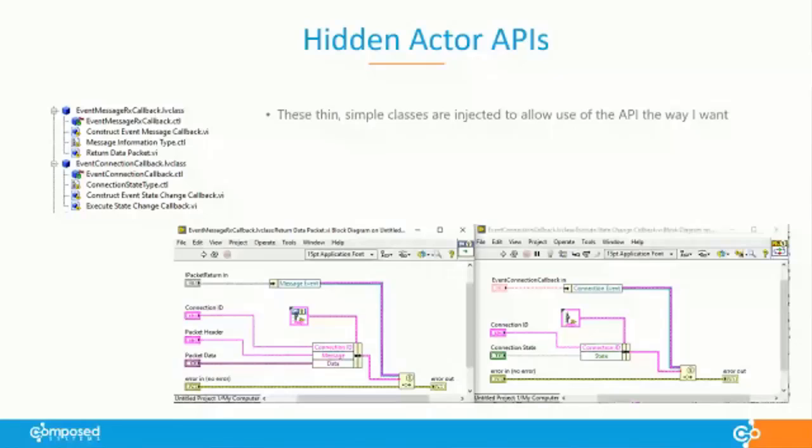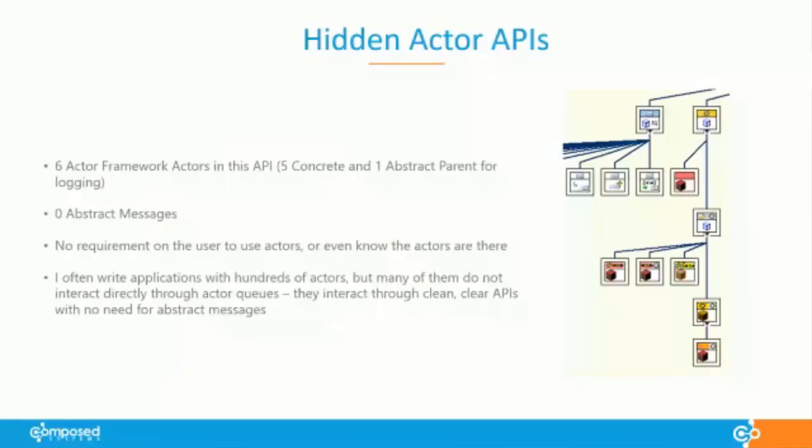And here at the end, we've got a total of 6 actors, 5 are concrete, and 1 is an abstract parent. I have absolutely no abstract messages. There's no requirement on the user to know about these actors or to use them. Most of the applications I write have a lot of actors, sometimes hundreds of them, but often they don't need to directly interact through queues. It's often better to have them interact through a clean, clear API. No need for abstract messages.